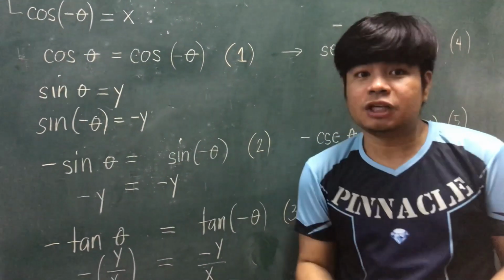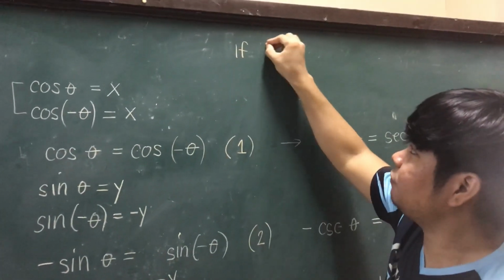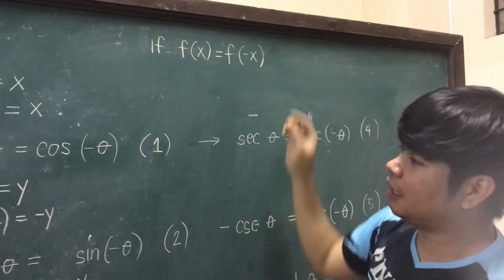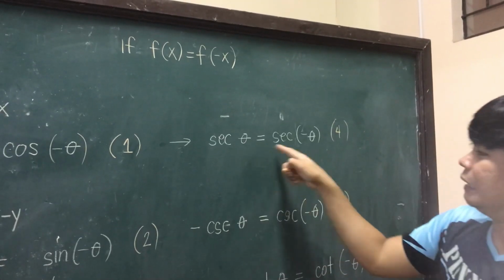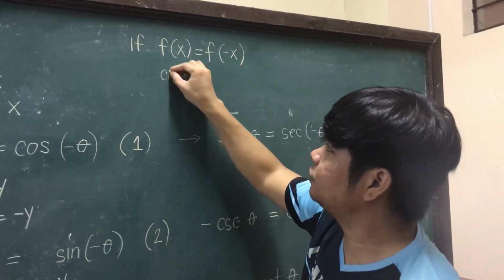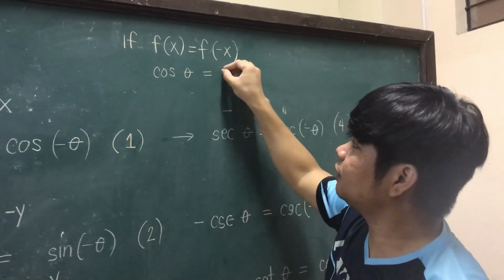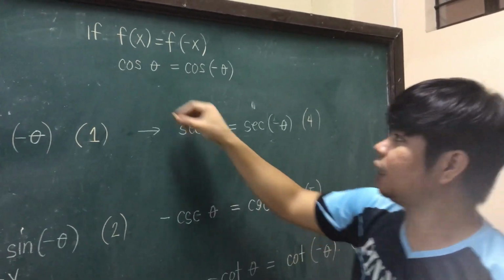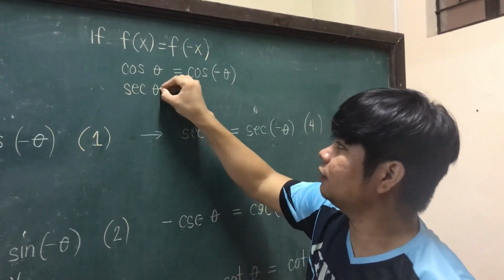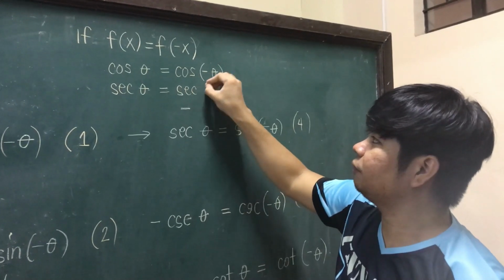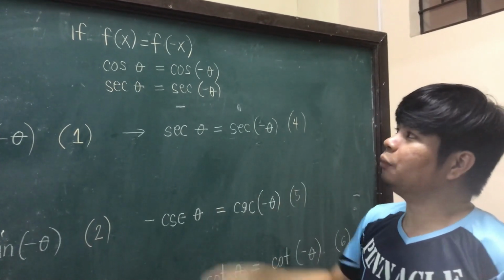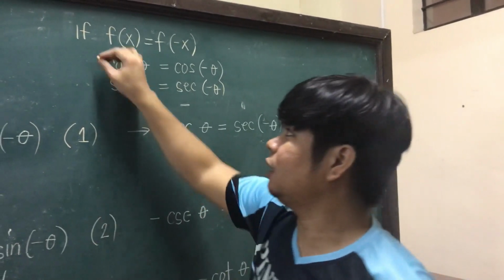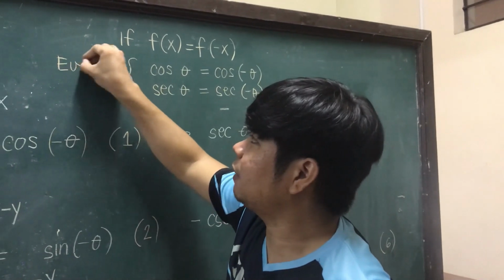Now, there are conditions. If f of x is equal to f of negative x, just like cosine and secant function, they follow. Observe that cosine theta is equal to cosine of negative theta, and they are just the same. Okay? Secant function will also follow. Secant theta is secant of negative theta. We call this identity the even function identities. They are the even functions.